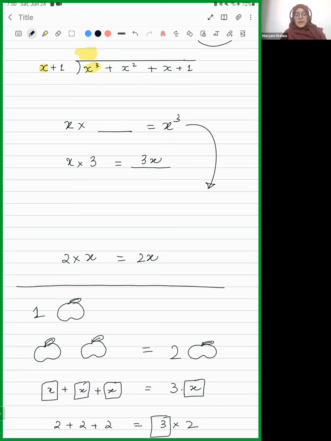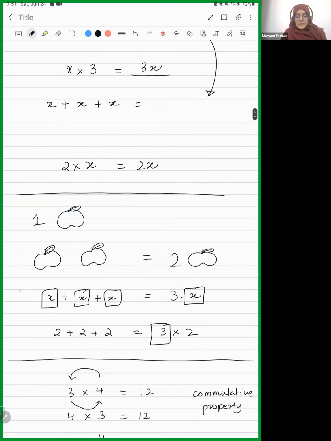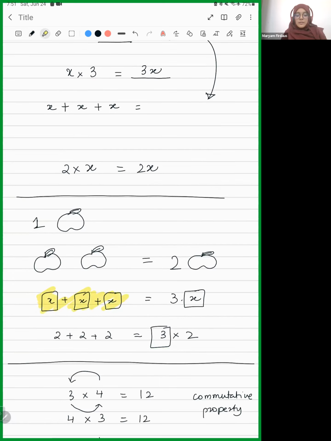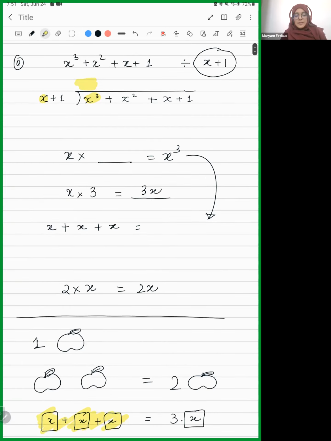See, when we're talking about 3x, we have 3 different x's. We have 3 x's. And what are we doing to them? We are adding them, right? Yes, ma'am. Just like we saw over here. So we have 3 x's and we are adding them. This gives us 3x.